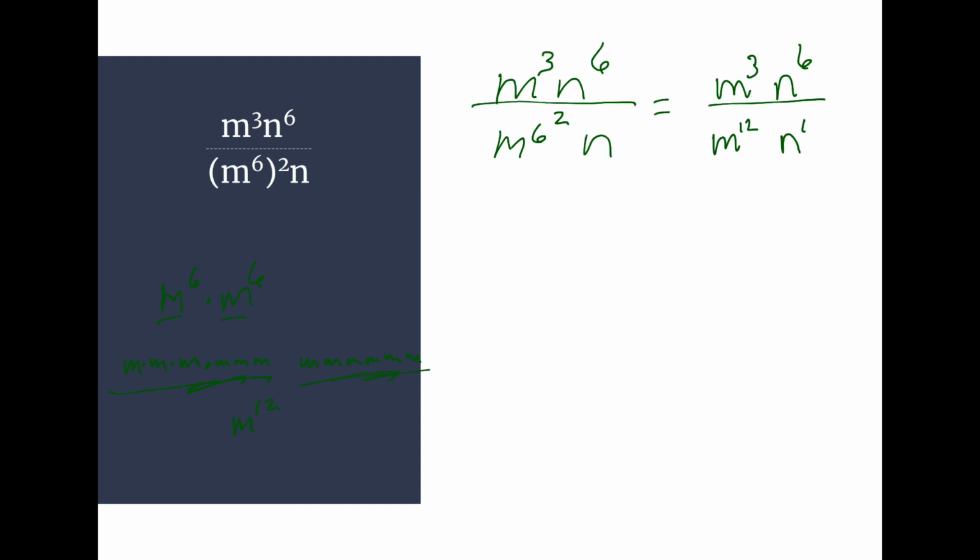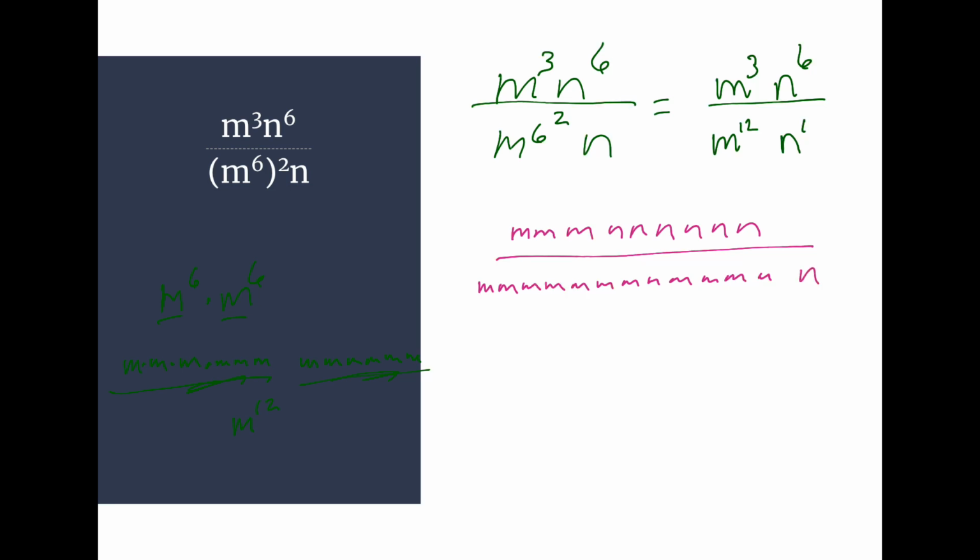So that's how we simplify just this part, the m to the 6 squared, but we still need to deal with this. I know I'm not done yet because I still have an m. I have more than one m in my problem, and I have more than one n, so I have to take it further. If we further write that in expanded form, we have 3 m's on top, and then 6 n's. On the bottom, I have 12 m's. And then 1 n.